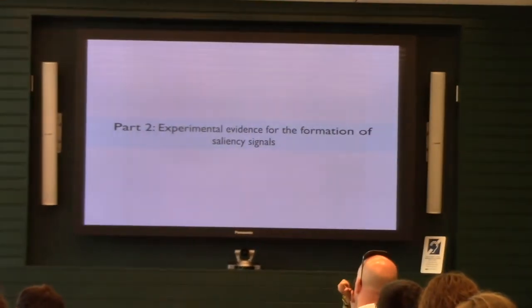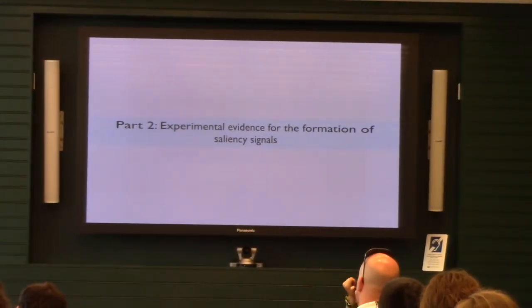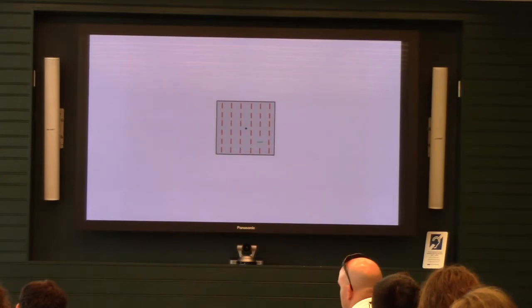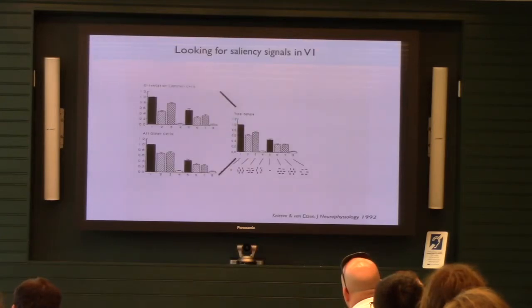Before that, I forgot to give you an example of the saliency signal in the brain. One way to look at the saliency signal is this image, which shows something called a pop-out. This bar has a different orientation and color than the rest of them, and if you look at this image, it suddenly pops out. That is basically the saliency signal, this is a salient location. People trying to look for the saliency signal in the brain use this kind of stimuli in monkeys and they look at V1.